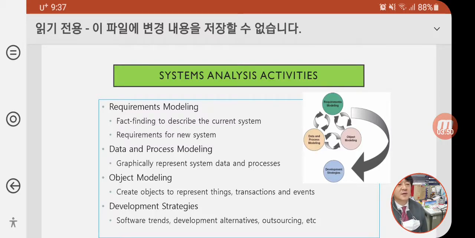Once requirements modeling is completed, then comes data and process modeling. Data and process modeling graphically represents system data and processes. And object modeling creates objects to represent things, transactions, and events. Finally, considering software trends, development alternatives, and outsourcing, we plan development strategies.